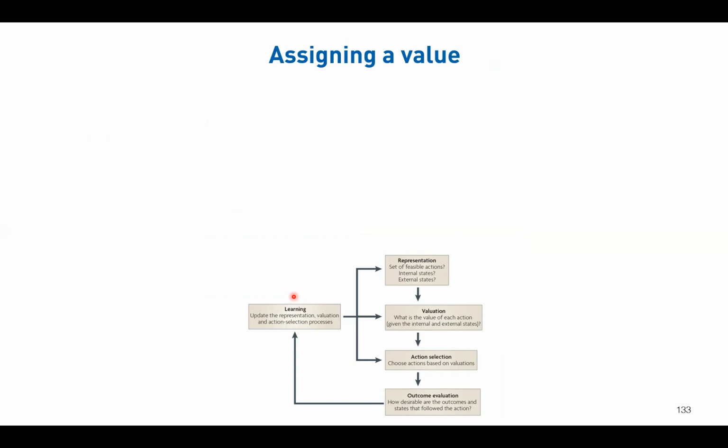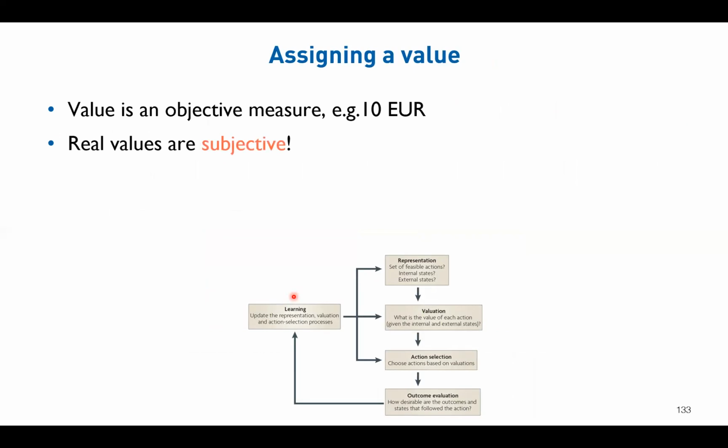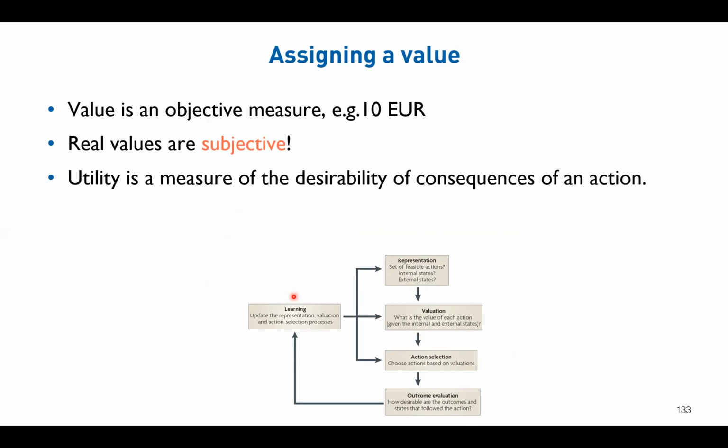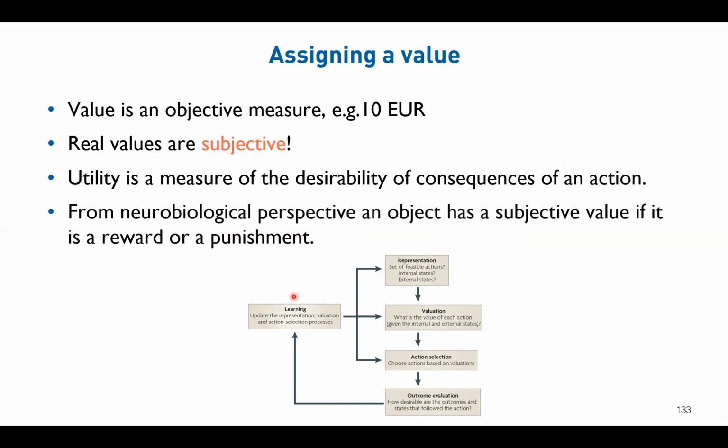Okay, good. So we have the framework I've talked about a few times already. Value is an objective measure, and we are talking about subjective value, right? That's the subjective part, subjectivity, subjectiveness. Utility is a measure of the desirability of the consequences of an action, as I told you. From a neurobiological perspective, an object has a subjective value if it is a reward or punishment.